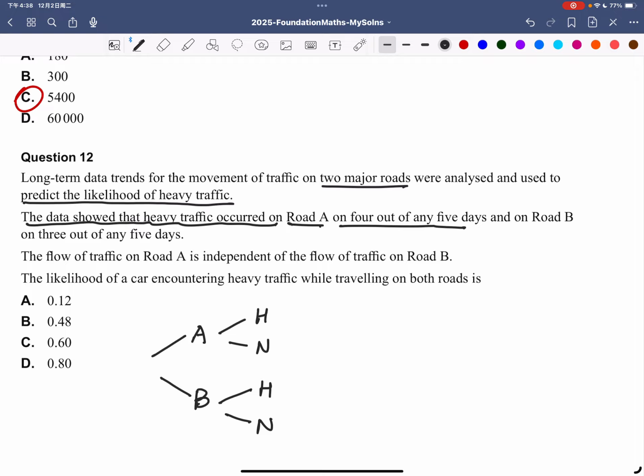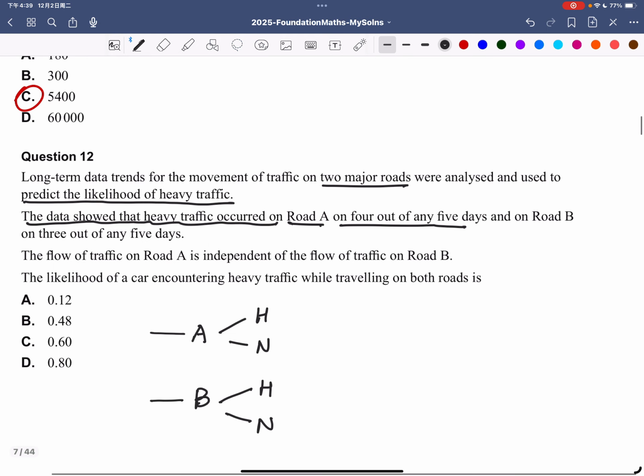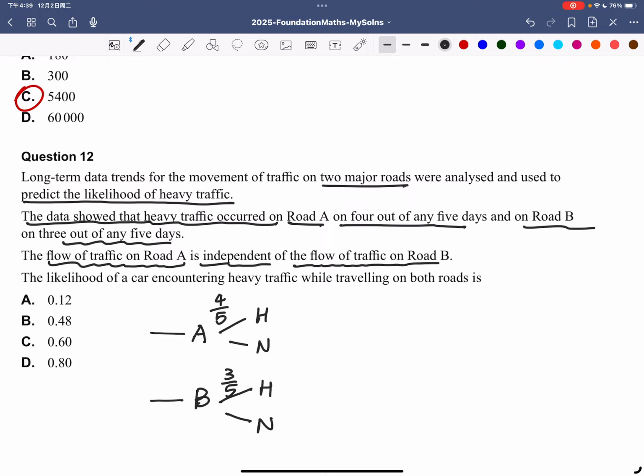These two things are independent, so I shouldn't combine them all together in one tree diagram. So there are two parallel lines. They are not joined together. We can't put a half and half there. But I do know this is 4 out of 5 days. And the other thing is on Road B, 3 out of any 5 days. The flow of traffic on Road A is independent of the flow of traffic on Road B.